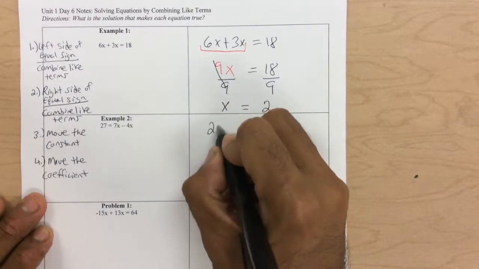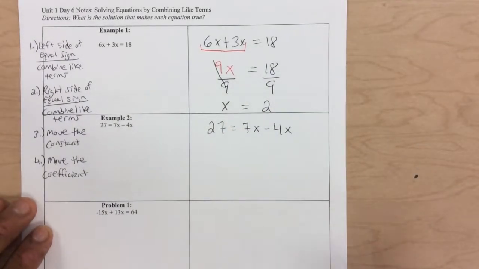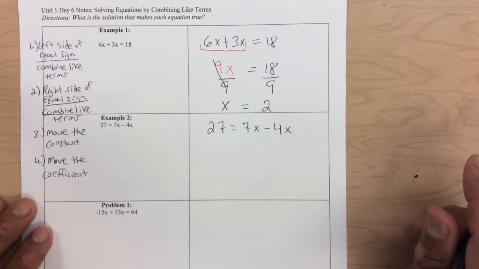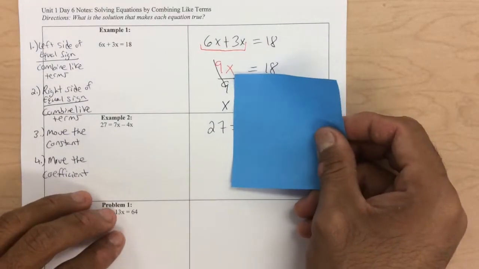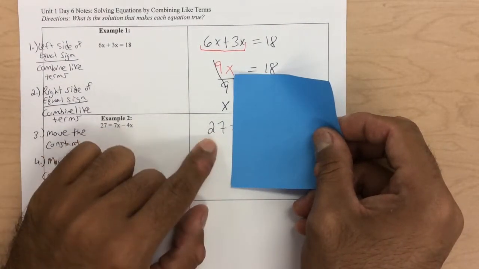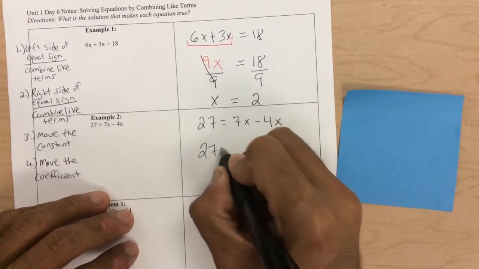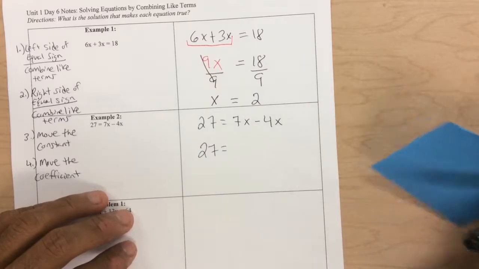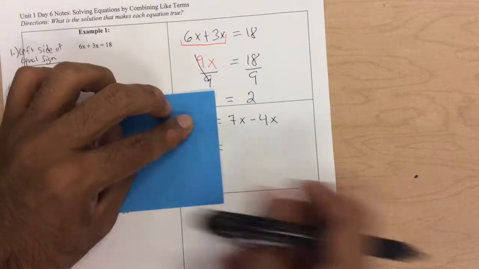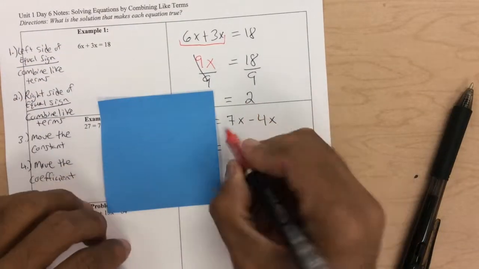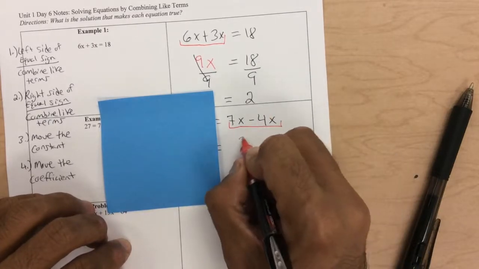Example 2, 27 equals 7x minus 4x. Start out with step 1. Look at the left side of the equal sign and see if you can combine some like terms. This is the left side, and there's nothing I can combine 27 with. So all I'm going to do is bring it down, along with the equal sign. Now step 2, look at the right side of the equal sign, see if you can combine anything. Well, I can combine the 7x with the 4x. So 7x minus 4x is 3x.